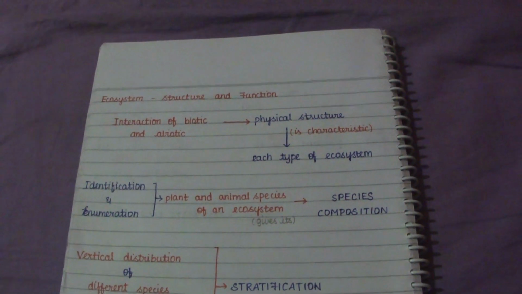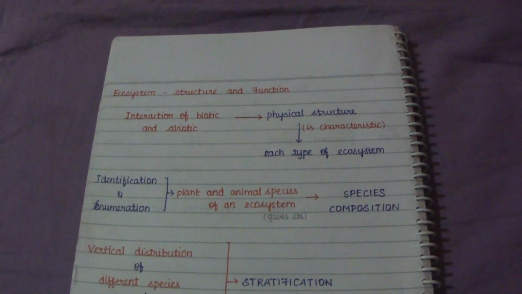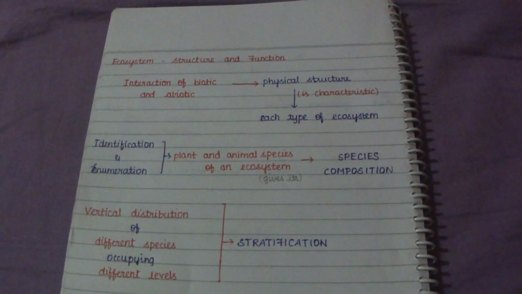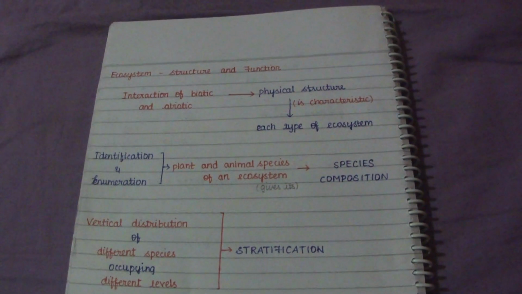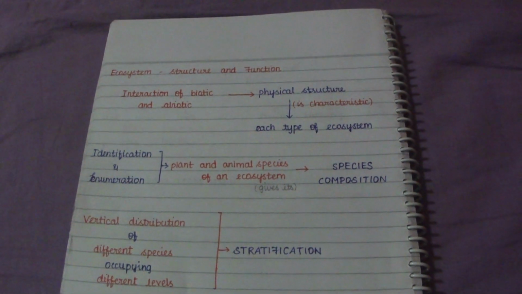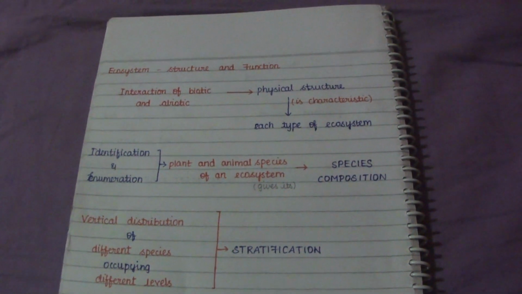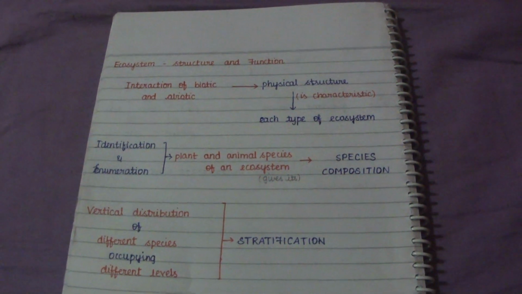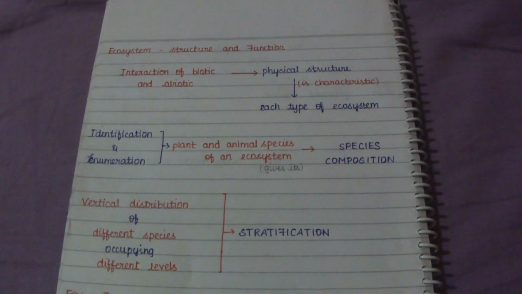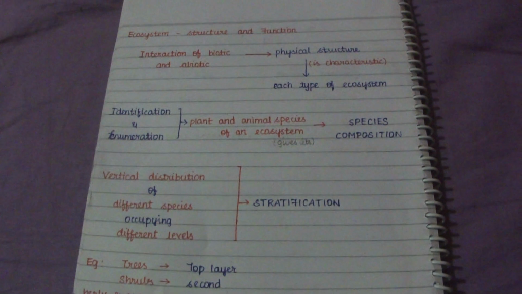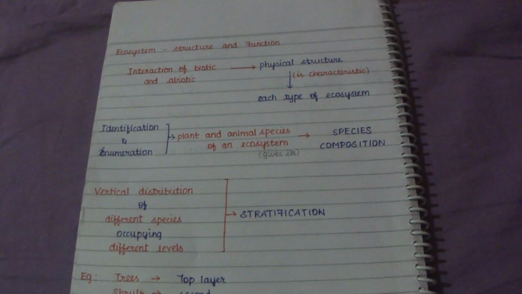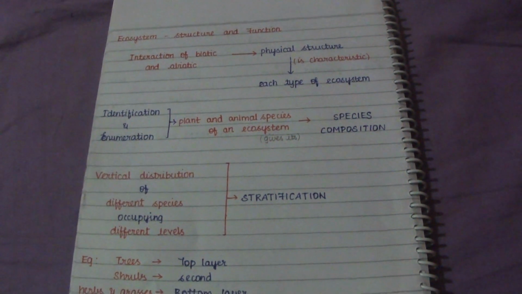So for each type of ecosystem, when there is an interaction between the biotic and abiotic components, it results in a physical structure, where identification and enumeration of plant species or animal species of an ecosystem takes place. So it gives out its species composition. When we take the vertical distribution of the different species, they occupy different levels.